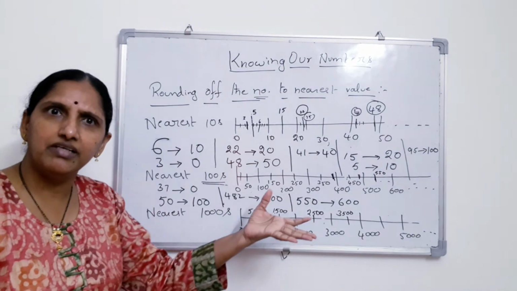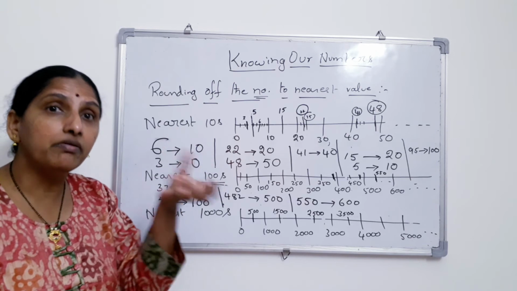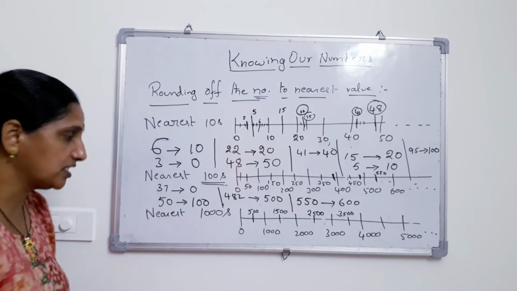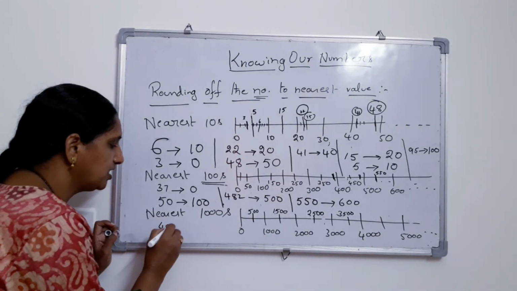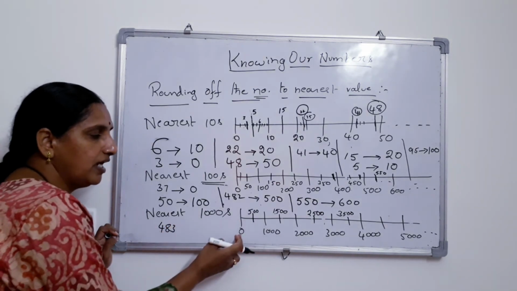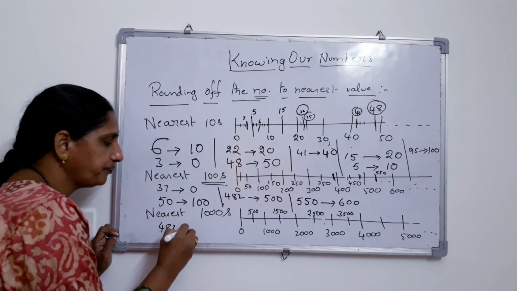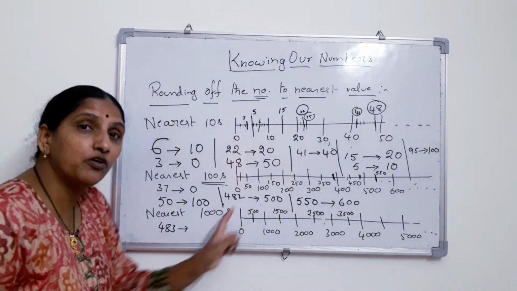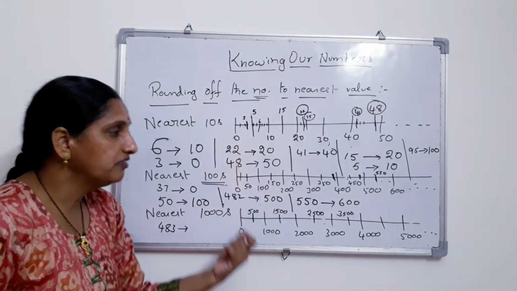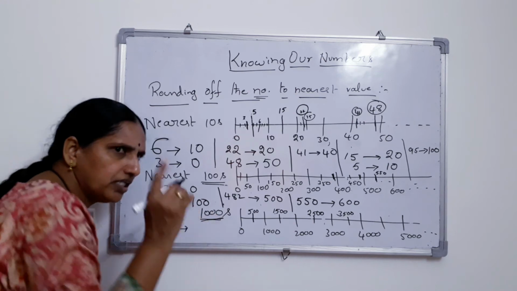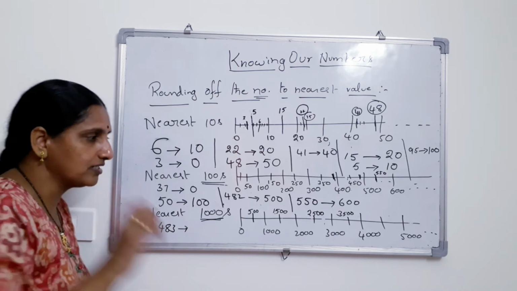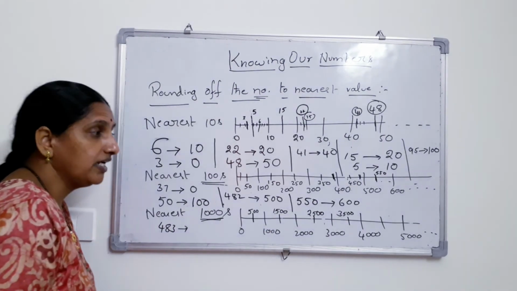Now any number is given. The first step is where the number falls. That is what we have to see. Now we are rounding off to the nearest thousands. Suppose I am taking 483. It is less than 1,000 and greater than 0. So which counting do you have to do? Skip counting by thousands: 0, 1,000, 2,000, 3,000, 4,000, 5,000. Whenever you see nearest thousands in the problem, in your mind there should be skip counting by thousands. That is the first step.